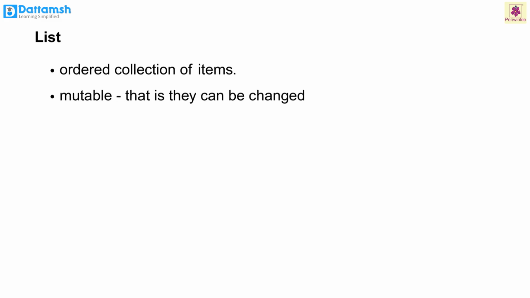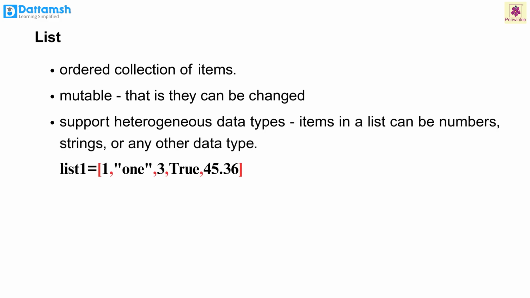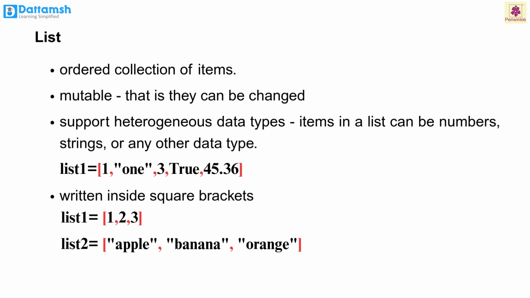List. A list is an ordered collection of items. These are usually mutable, that is, they can be changed, and they support heterogeneous data types. The items in a list can be numbers, strings, or any other data type. Lists are written inside square brackets. For example, list1 is equal to [1, 2, 3]. list2 is equal to [apple, banana, orange].